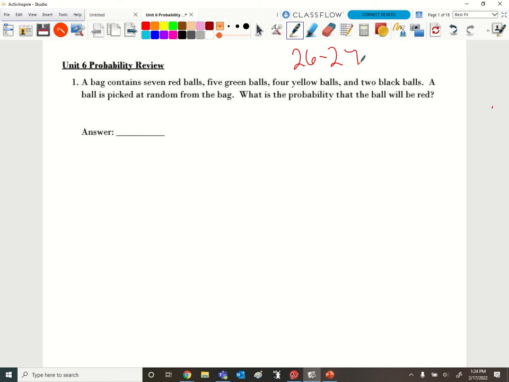So right here it says a bag contains 7 red balls, 5 green balls, 4 yellow balls, and 2 black balls. A ball is picked at random from the bag. What is the probability the ball will be red? First thing, how many are total? 18, right? 18 in total. So I'm going to start with my fraction, 18 on the bottom. And what am I looking for? I'm looking for the red, right? So how many are red? What does it say? 7. There we go. So that's the 7 red balls. So that's 7 over 18, which is going to give me 0.39.